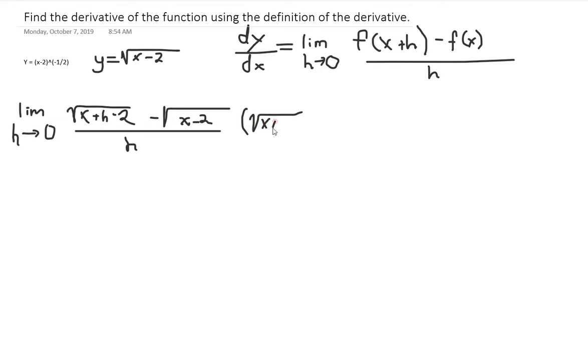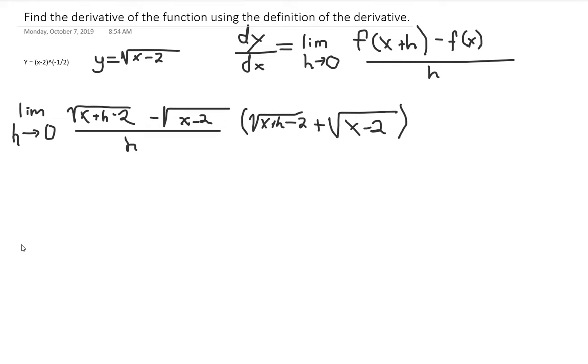the square root of x plus h minus 2. And instead of doing a minus, we add. I have an ugly plus. Let me fix that. Plus the square root of x minus 2. And so we multiply that to the top and the bottom.